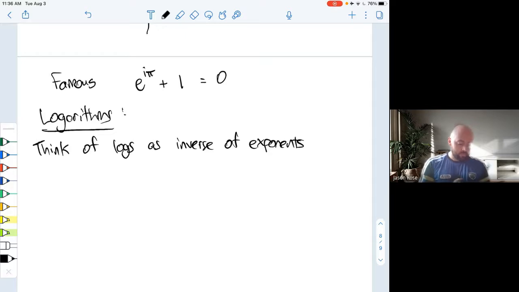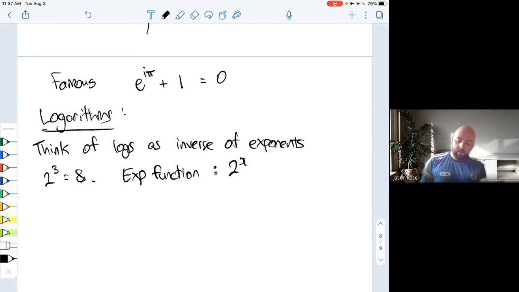But okay, let's think of exponents for a second. I think everybody is satisfied with me saying that 2 to the power of 3 equals 8. Okay, 2 cubed equals 8. So the exponential function is 2 to the x. And what does that function do?